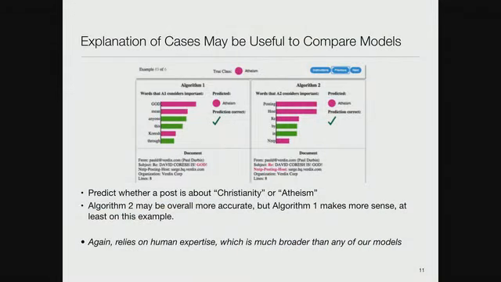Well, so here's an example where this kind of capability is very useful. This was from a news group, and they were trying to decide whether a post was about Christianity or atheism, okay? Now look at these two models. So there's algorithm 1 and algorithm 2, or model 1 and model 2. And when you explain a particular case using model 1, it says, well, the words that I consider important are God, mean, anyone, this, Koresh, and through.